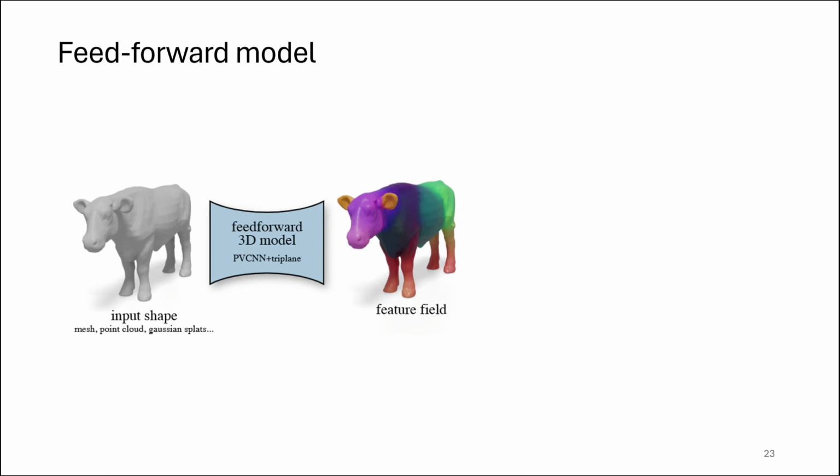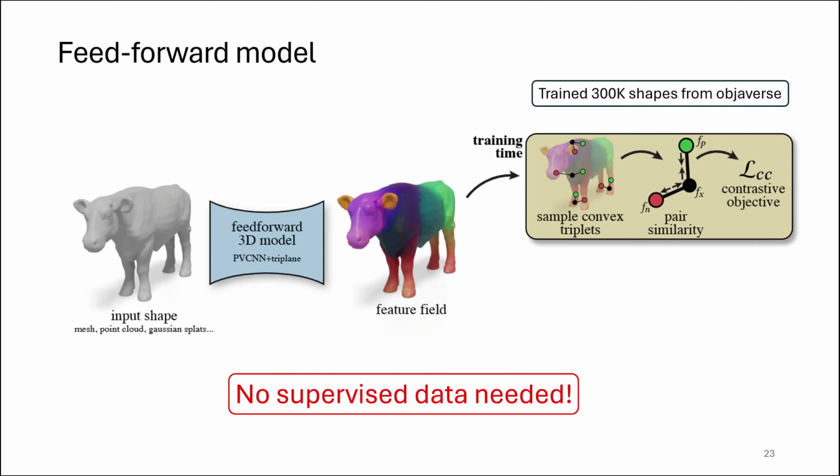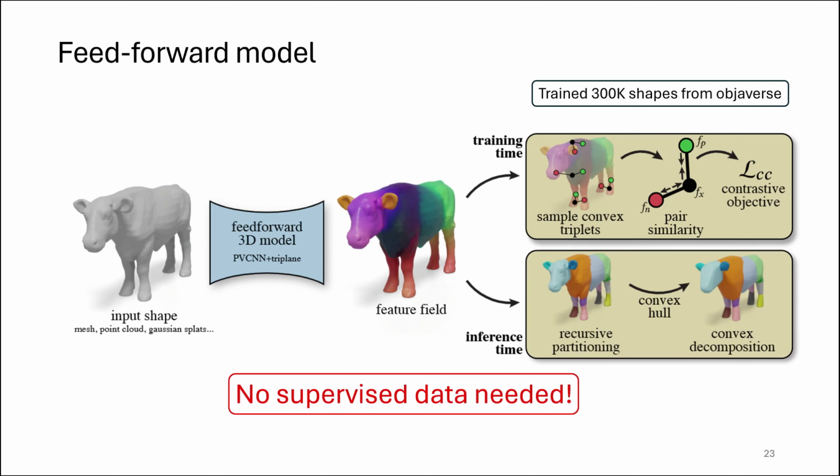Based on this objective, we train a feed-forward model that takes a point cloud as input and predicts the feature field of that shape. The point cloud will go through several convolution layers and transformers to predict the feature field parameterized by the triplet. At train time, it is supervised by the contrastive loss on 300,000 shapes from Objaverse. Remember that no supervised data is needed, just a bag of shapes. And at inference time, the features are clustered to split the shape and converted to convex components.